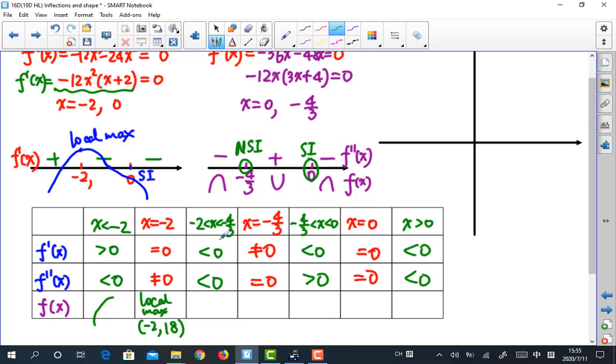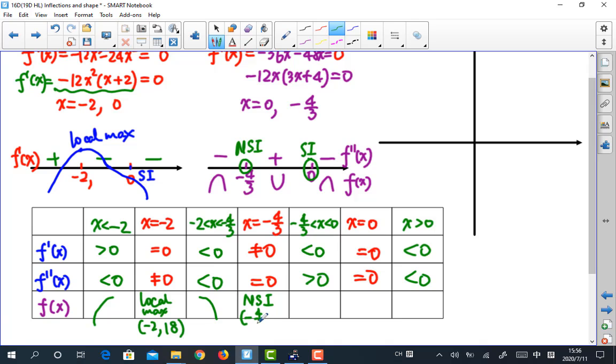Let's look at this column. The first derivative is negative, and the second derivative is also negative. That means from -2 to -4/3, f of x should be decreasing and concave down. Decreasing concave down, the graph must look like this. Then x equals -4/3: the first derivative is not 0, the second derivative is 0. This one is a non-stationary inflection point.